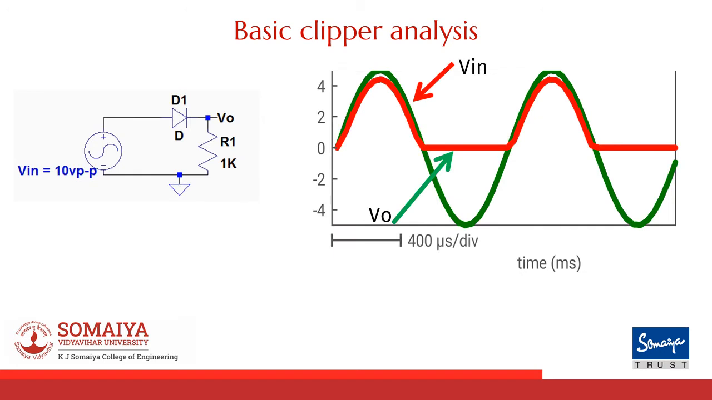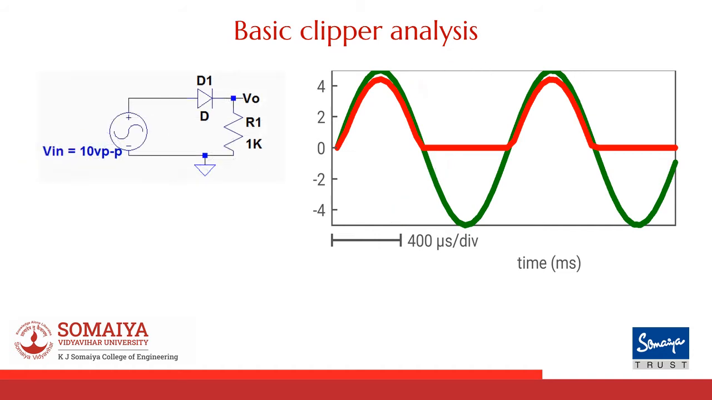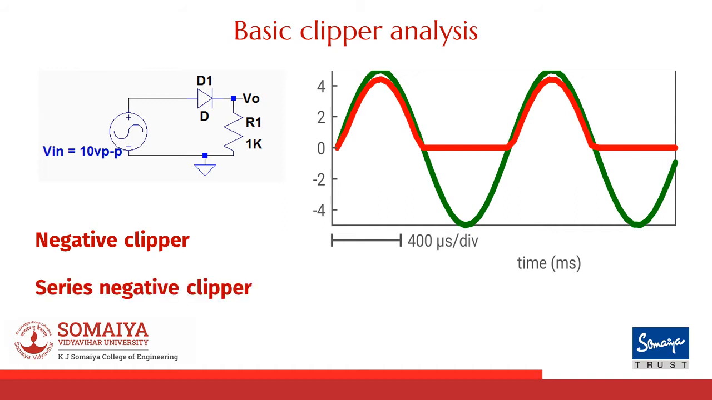As we discussed, the output is going to vary from plus 4.3 volts to 0 volts, in contrast to the input that is varying from minus 5 volts to plus 5 volts. The circuit clips off the negative part of the input signal, and hence we can call it a negative clipper. Moreover, the diode is in series with the input source, so we can call it a series negative clipper to be more precise.